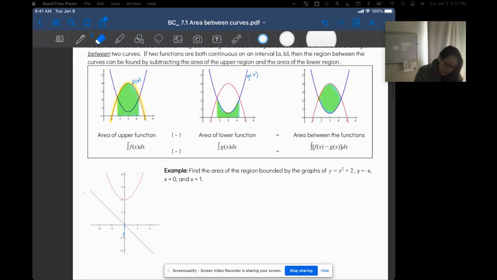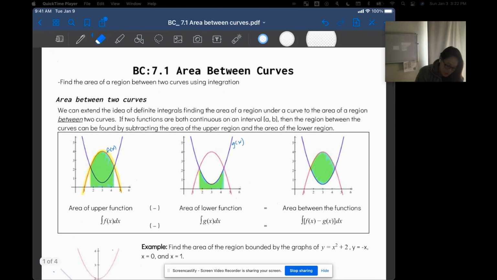Hi, we're going to find the area between two curves. So it's just taking two integrals. What we do is we take the integral of the top curve, so that would be this red one here. We're going to call that f of x.